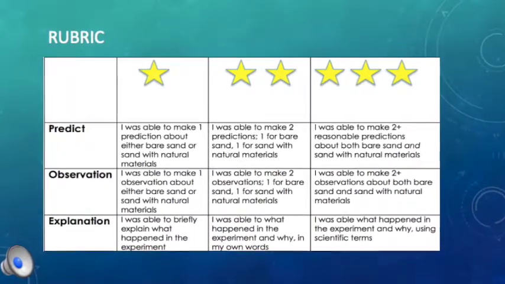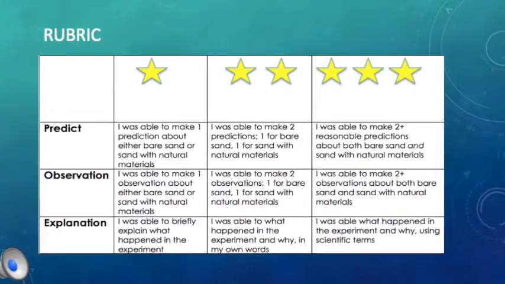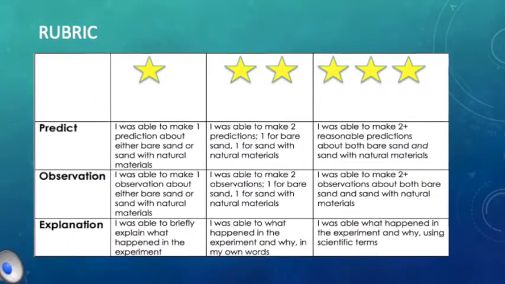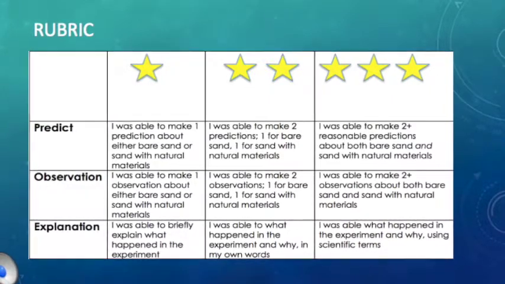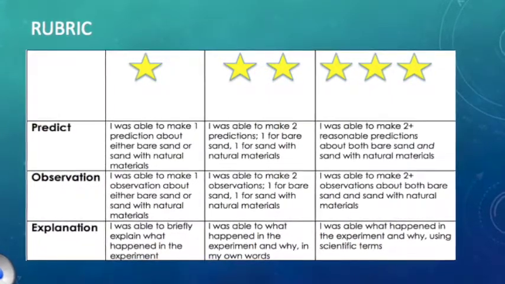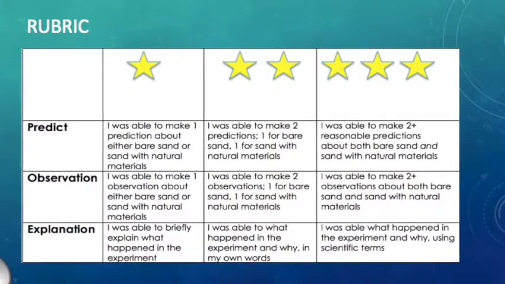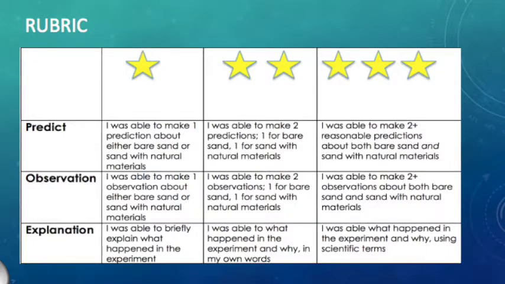These stars go towards predict, observation, and explanation sections. It is seen in each section of the table what academic achievement correlates with what star. We decided to use stars as this is appropriate for students in grade 4 and isn't too complex.